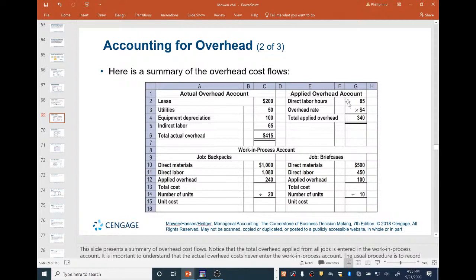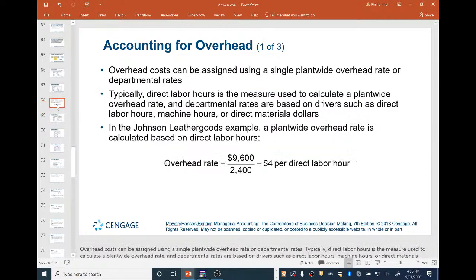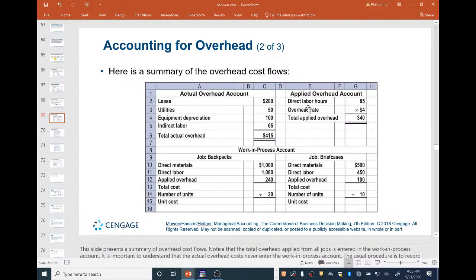The applied overhead account is the direct labor hours of 85 between the book bag and the other item we were creating, multiplied by the overhead rate of $4. So once again, that's the overhead rate per direct labor hour. That's where we're applying it to the total direct labor hours between the two goods being produced to give us total applied overhead of $340, okay?